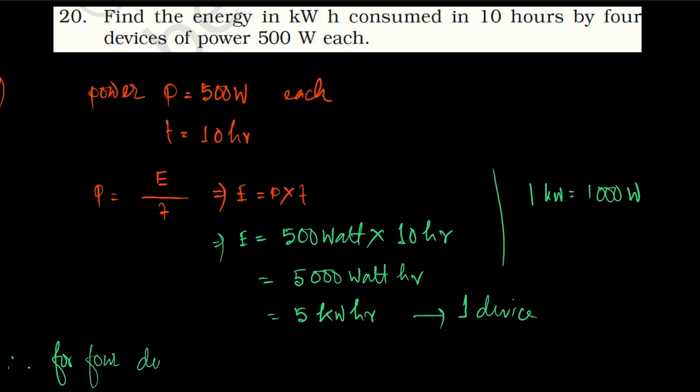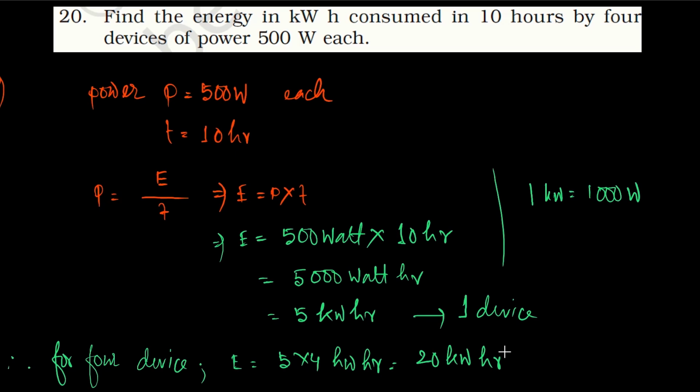But we know there are 4 devices given. So how much energy will be used for 4 devices? Energy E will be 5 into 4 kilowatt hour. That means 20 kilowatt hour. Okay, that is the answer.